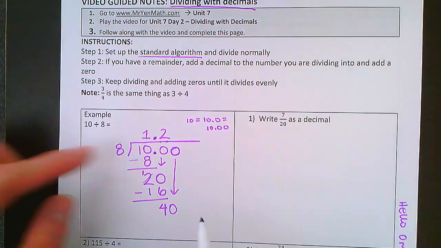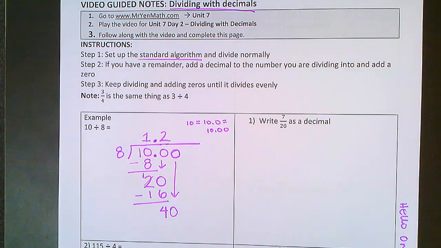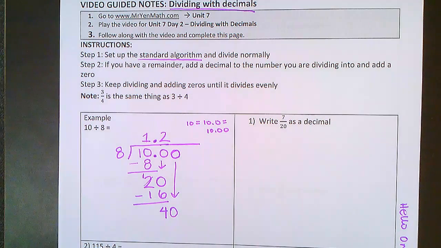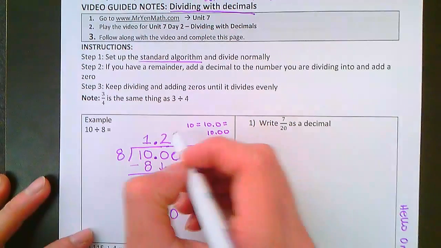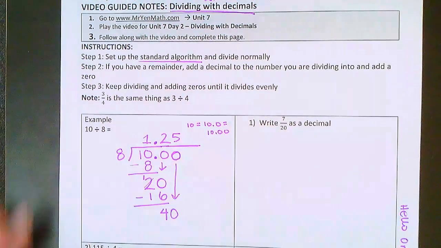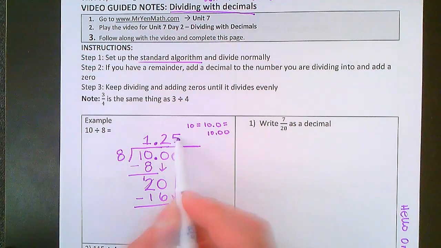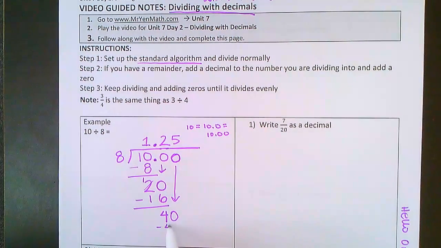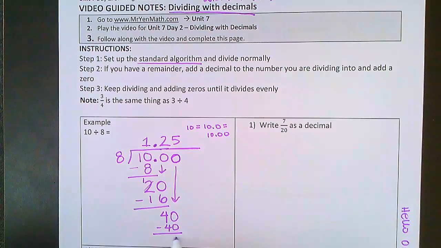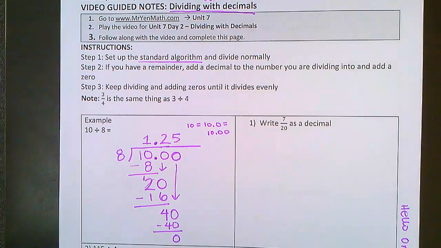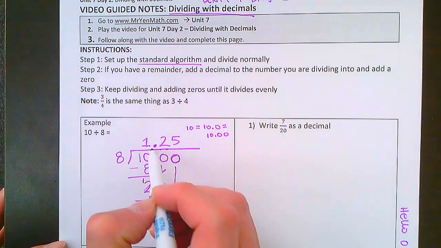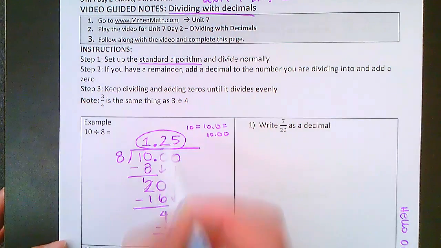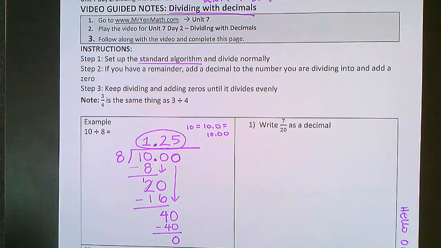And I think to myself, can 8 go into 40? Yes, it can. 8 times 5, and 5 times 8 is 40. 40 minus 40 is 0. I have divided evenly, I have no remainders left, and now I have my final answer. So 10 divided by 8 is 1.25, or 1 25/100ths.